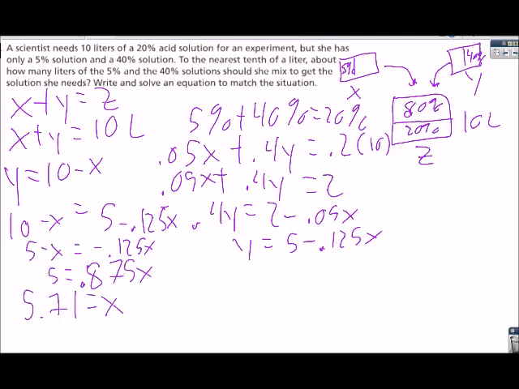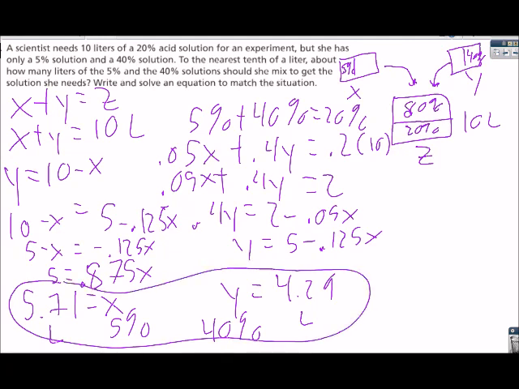Okay, after I solve for X, this is how many liters of the 5% that I need. So the 5% solution, I'm going to put in 5.71 liters of the 10, which means I just do 10 minus 5.71 to find Y. And so 4.29 liters is going to be 40%. And let's see if that makes sense. In the beginning we said it needs to be more 5% and less 40 to get down to our 20. There's less of the 40, more of the 5. So this whole thing is my answer.